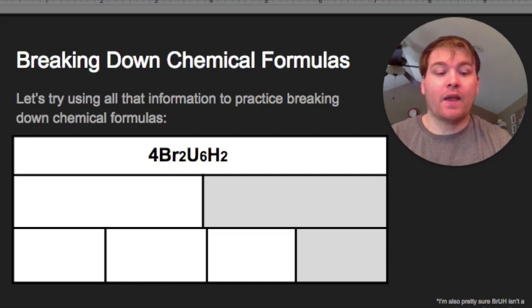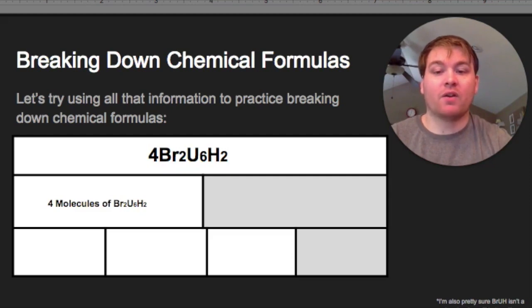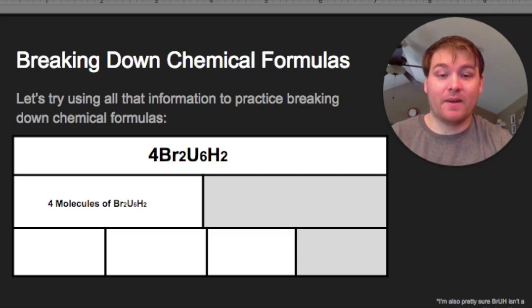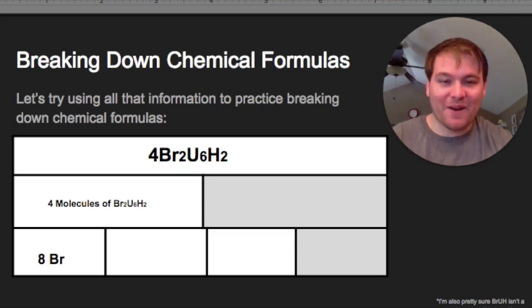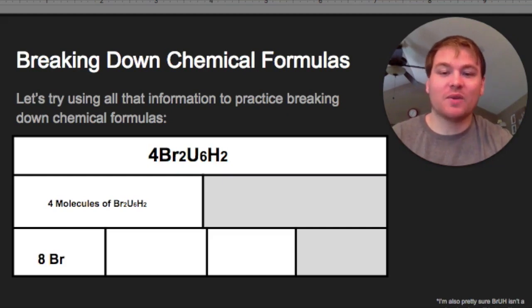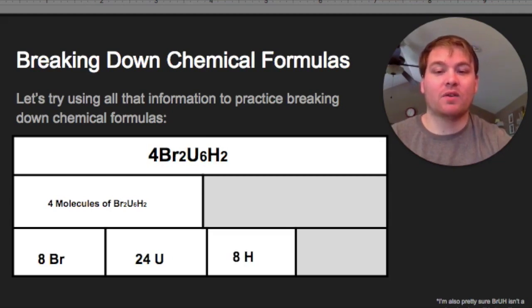4Br2U6H2. How do I break this down? Well, the first thing I do is see that I have 4 molecules of Br2U6H2. Then I break them down by what element. I have 8 bromine, Br, because 4 times 2 is 8. I have 24 uranium, because 4 times 6 is 24, and I have 8 hydrogen, because 4 times 2 is 8.